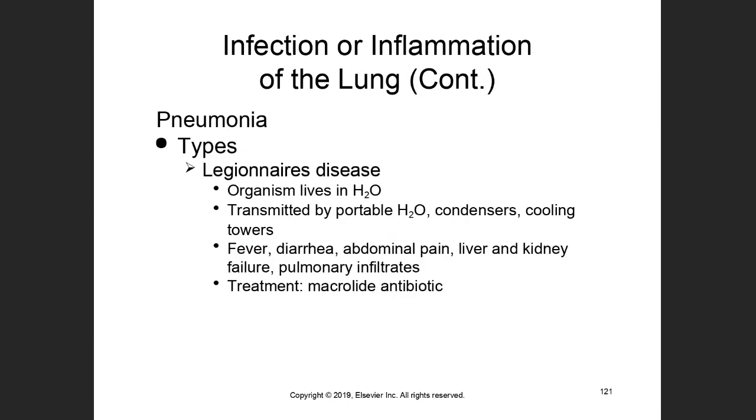Legionella, Legionnaires' disease, is a bacteria transmitted by potable water and condenser cooling from the air system. It produces fever and diarrhea, which is one of the special characteristics. Abdominal pain too. Treatment: macrolide. Macrolide is a type of antibiotic.